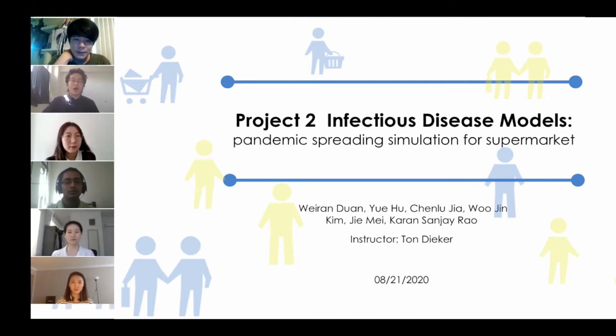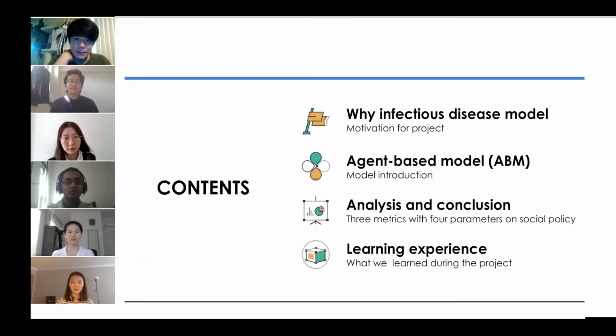So our report basically has 4 parts. The first is our motivation for this project, why we want to investigate the infectious disease model. And then we will have a brief introduction on our model. We designed the agent-based model, and then we'll cover the analysis and conclusion, which includes 3 metrics with 4 parameters, and also implementations on the social policy. And at last, we will go through our learning experience during the project.